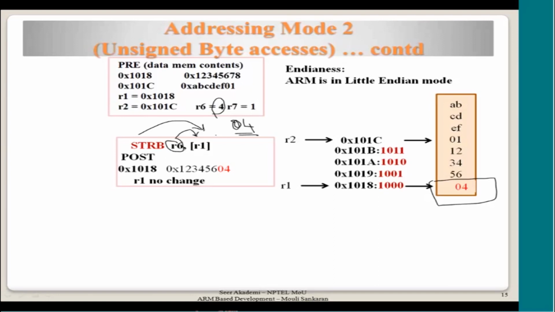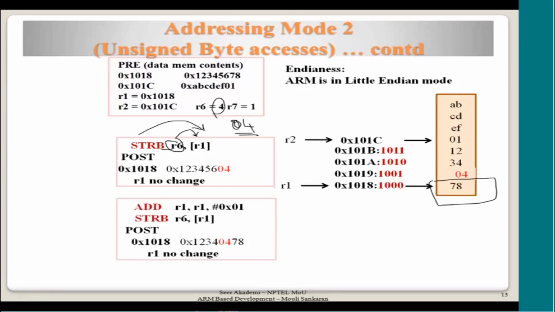You are storing the register content. Store register. Store the register a byte value only. So you are doing this. One more example. Suppose you are adding R1 with 01, because our condition is R1 is pointing at 18. So I am adding it with 1 and then using it here. So R1 is made to point here. That's why you see that only this byte is overwritten with a 4, because R6 is having a 4.